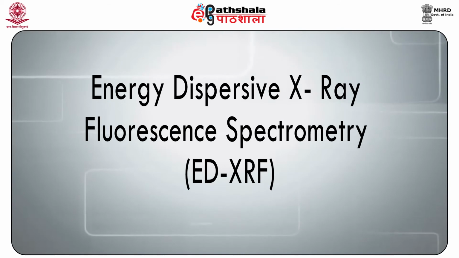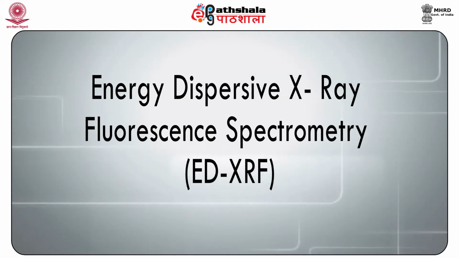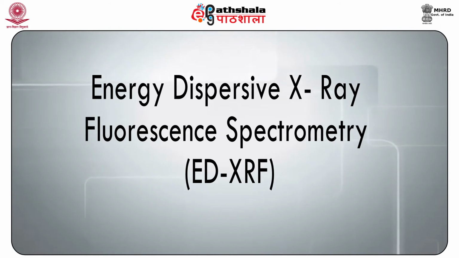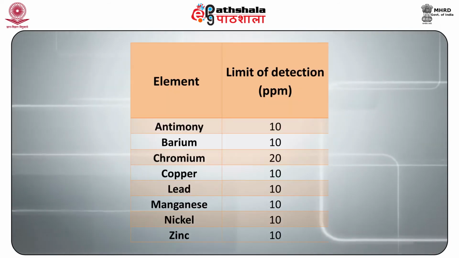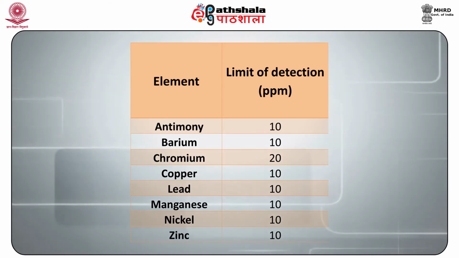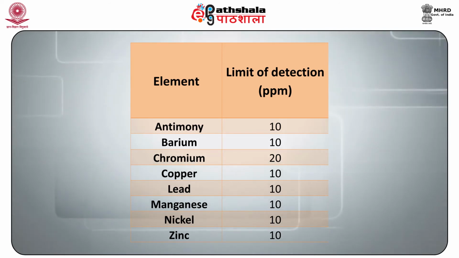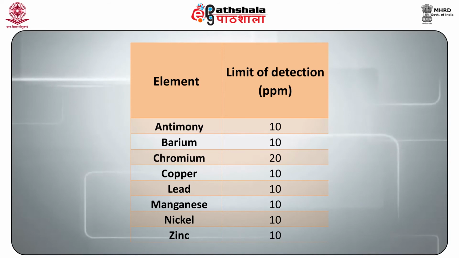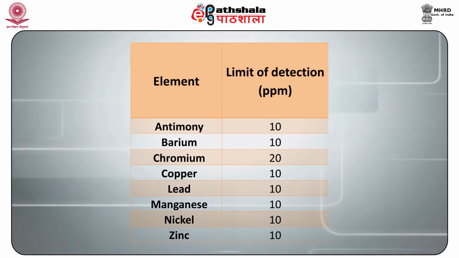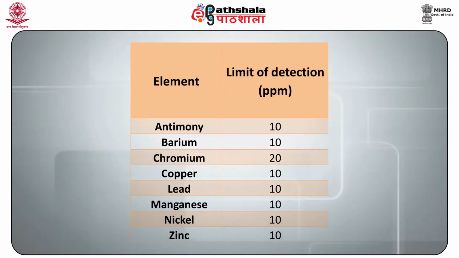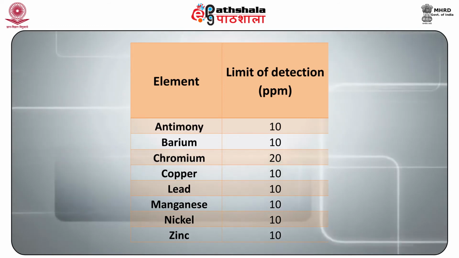Then comes energy dispersive X-ray fluorescence spectrometry, also known as EDXRF. Now, the technique finds applications in the analysis of metals. The following table represents the limit of detection of different metals by EDXRF. This table is divided into two sections, one containing the element and the other containing the limit of detection.